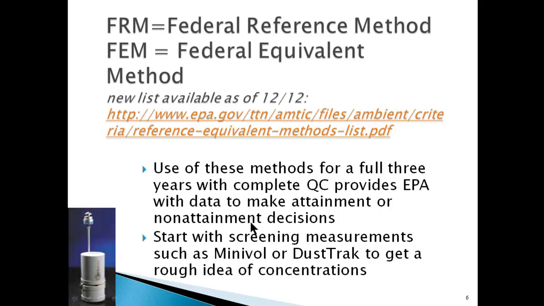So in order to say that your air above your land doesn't meet the NAAQS, the National Ambient Air Quality Standards, you have to monitor for a full 3 years with complete quality control, and then provide that data to EPA, and then a decision can be made about whether your air is lower than the standard or higher than the standard. And that would be non-attainment. Your air does not attain the standard.